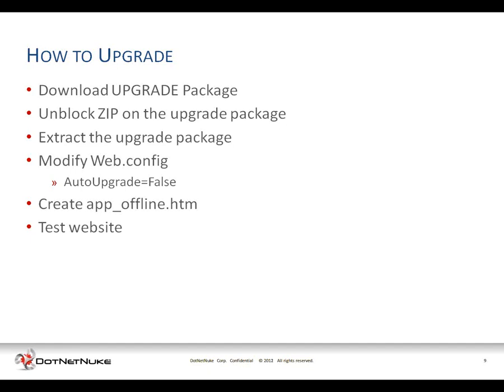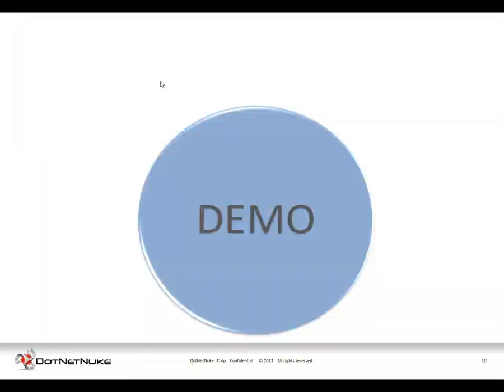We're going to take all of the contents from that upgrade package and extract it into a new folder. We're then going to modify the web.config file on our website, and I'll show you which setting we're going to change. We're going to change a setting that currently says auto upgrade equal true to false. And then we're going to create a file called app offline, and I'll talk about why we do that in just a moment. So let's go ahead and perform some of those steps.